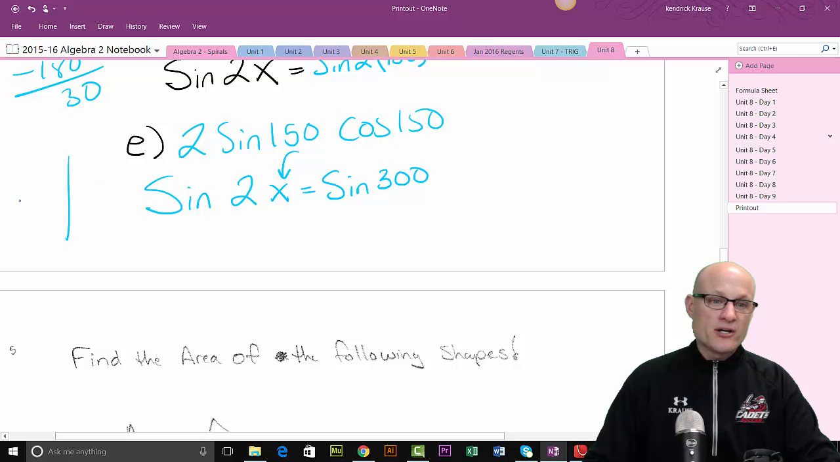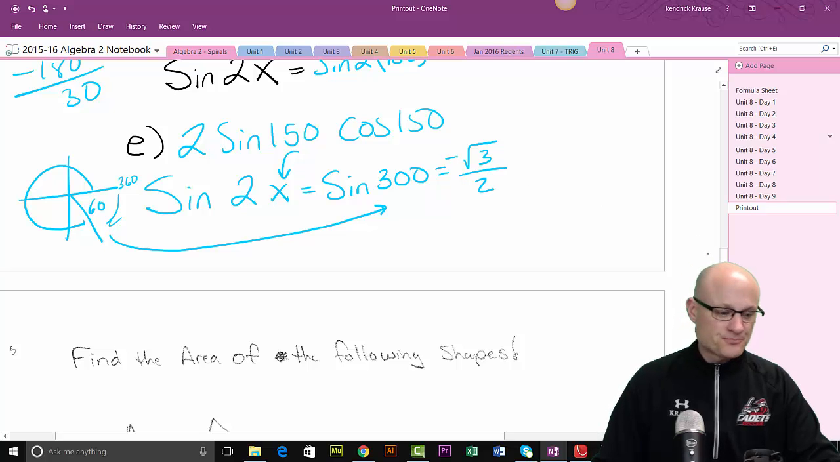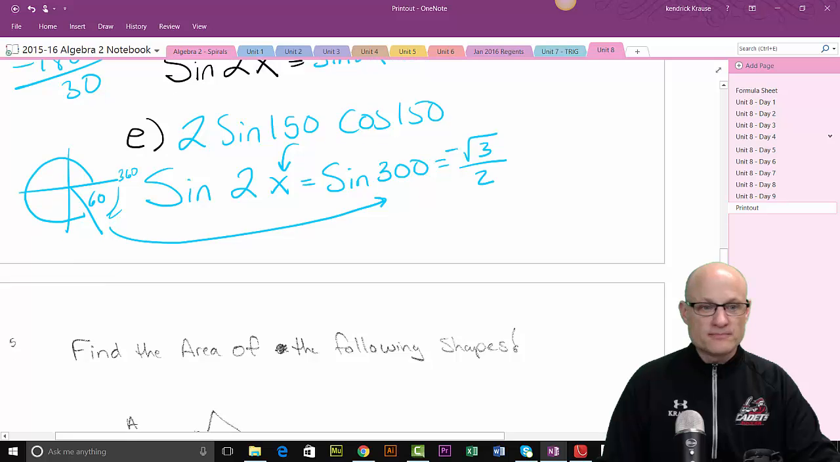300 is in the fourth quadrant, and it has a 60-degree reference angle because it's 60 degrees away from 360. So what's the sine of 60 degrees? Well, the sine of 60 is radical 3 over 2. But we're in the fourth quadrant, and in the fourth quadrant, sine is negative. All right, kids, moving right along.